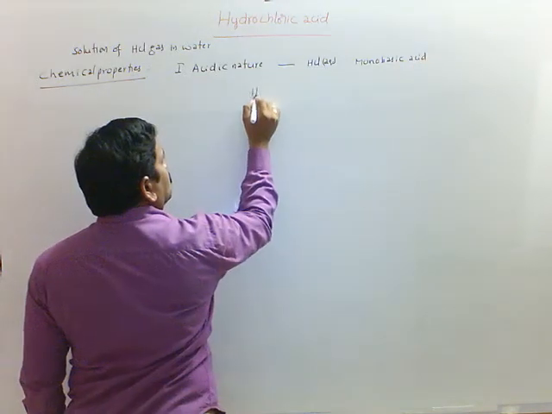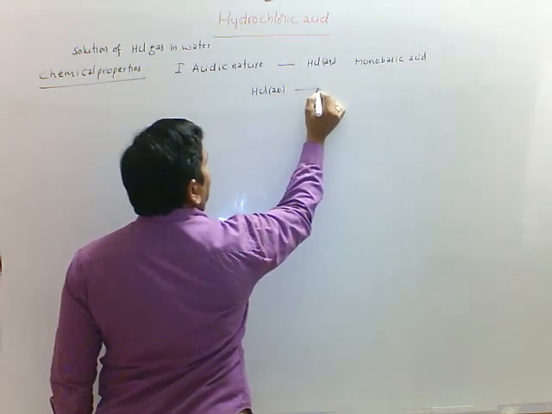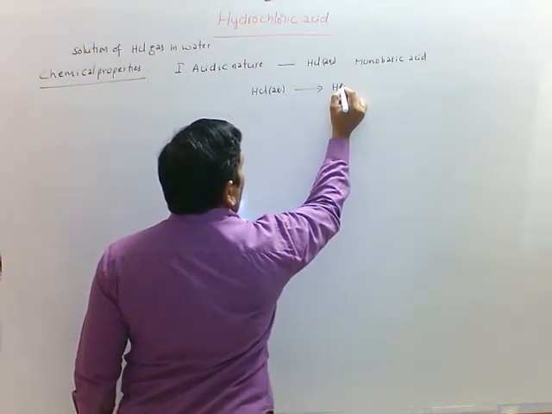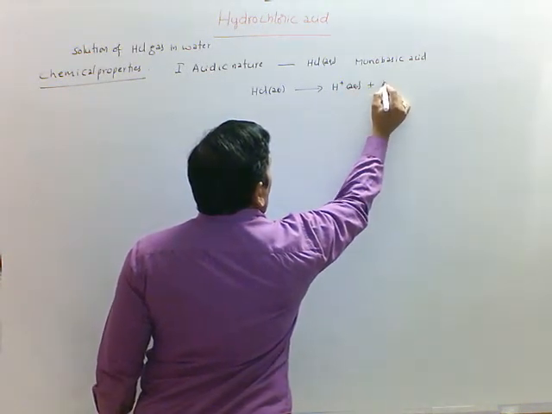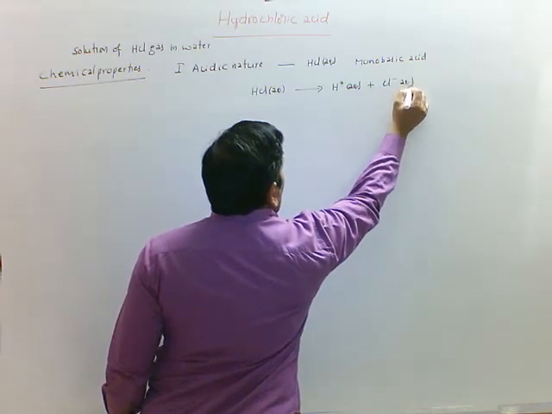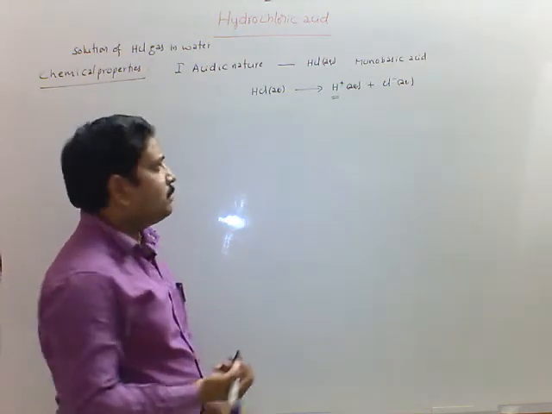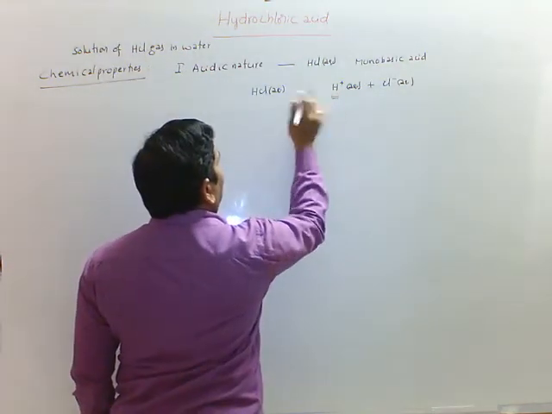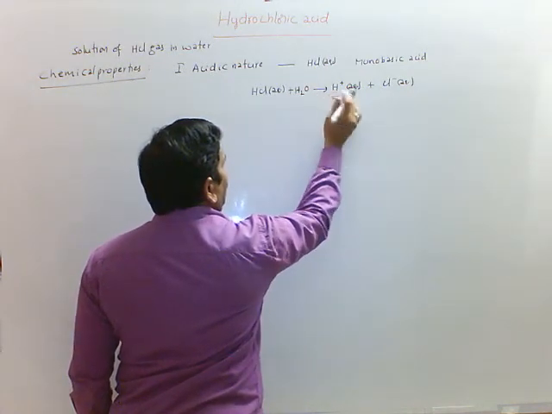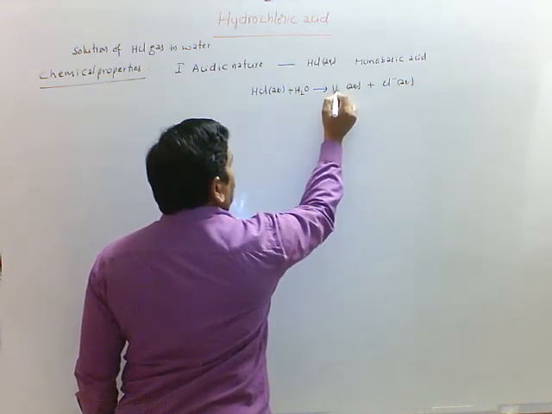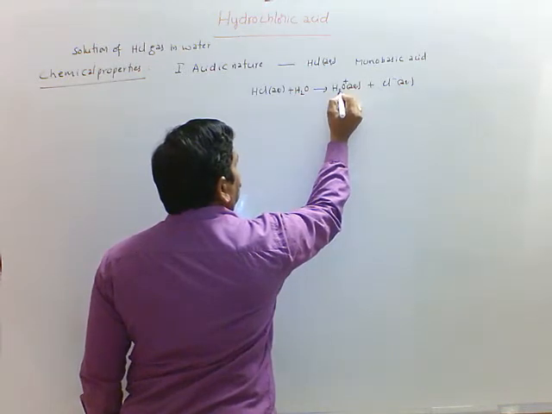That means HCl in aqueous solution furnishes H plus in aqueous and Cl minus in aqueous. So, it produces one H plus ion in water. So, here we are taking water, that is H2O. We get here H3O plus ion, H3O plus hydronium ion.